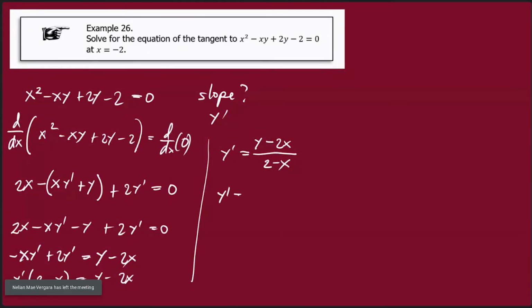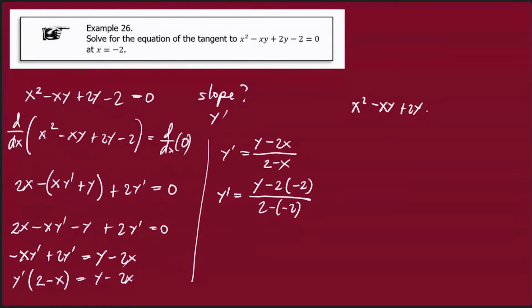You have here y prime is equal to y, which is unknown, minus 2x, where x is given as -2, all over 2 minus -2. You can't solve for y prime because you don't know the value of y. So you still have to solve for the value of y using the original given function: x squared minus xy plus 2y minus 2, equal to 0.